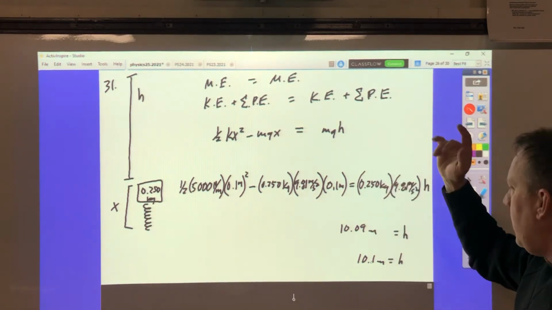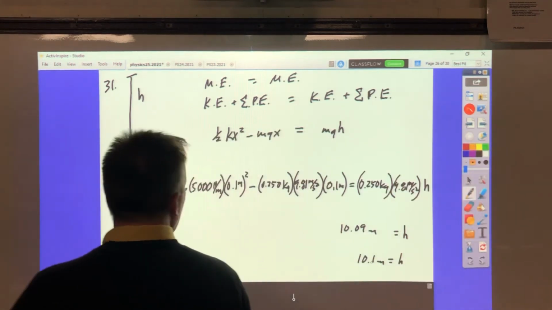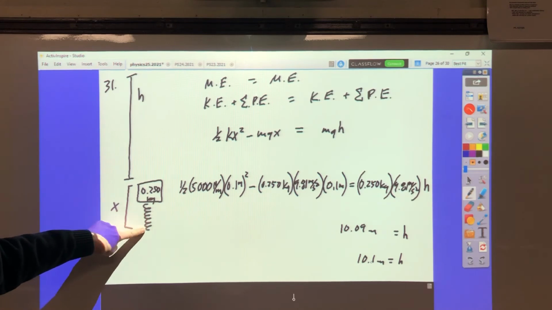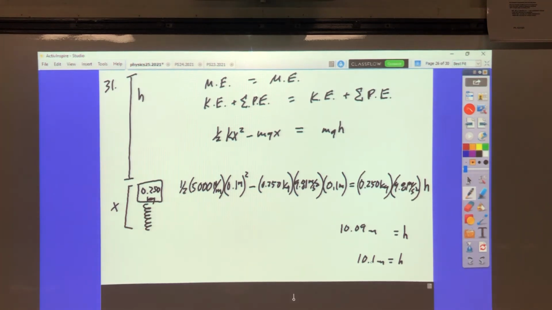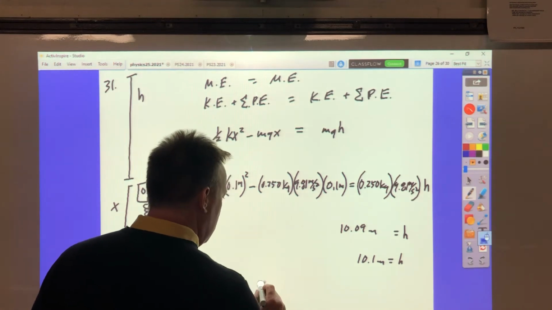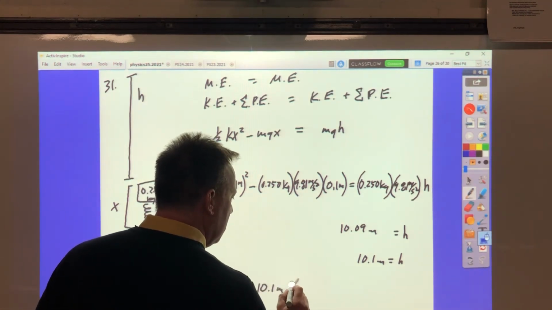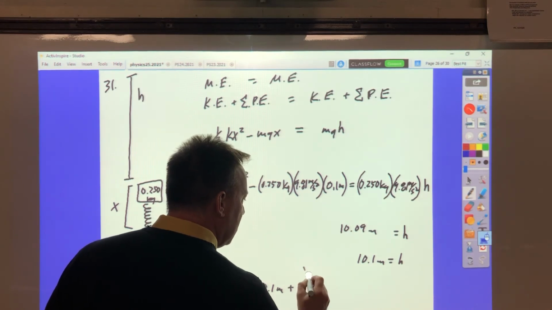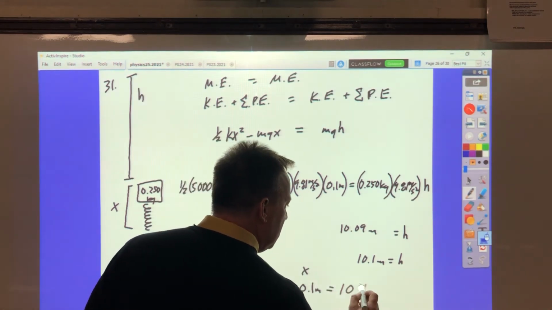And then it would go up however high, and I come up with 10 point... Actually, it will be 10.2 meters, because if you call this the point of release, yeah, then you're adding in... here we go. So maybe they do have it right. Your 10.1 meters plus your 0.1 meters for x is 10.2 meters.